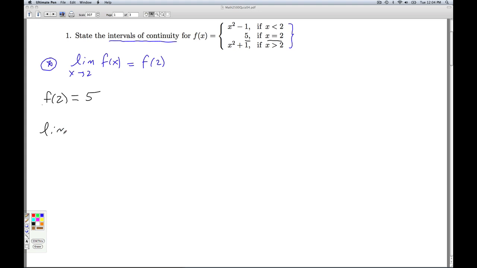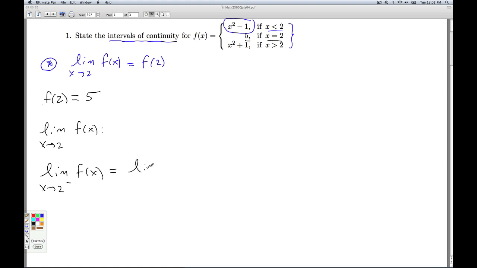Now let's investigate the limit. Well, since we're broken up into pieces, we need to approach from each side and see what's happening from each side. So we'll take the limit as x goes to 2 from the left of f of x. And remember, what we're thinking about is numbers a little bit smaller than 2. So 2 minus a little bit. 1.9, 1.99, etc. And so that means I'm going to be using this formula, because that's the formula for the x's when they're less than 2.